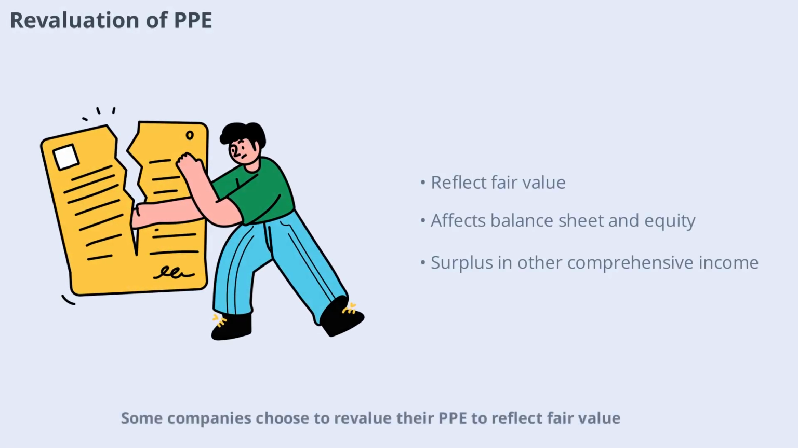Some companies choose to revalue their PPE to reflect fair value. Revaluation increases or decreases the carrying amount of the asset, impacting both the balance sheet and equity. Any revaluation surplus is recorded in other comprehensive income, while decreases may be recognized in profit or loss.